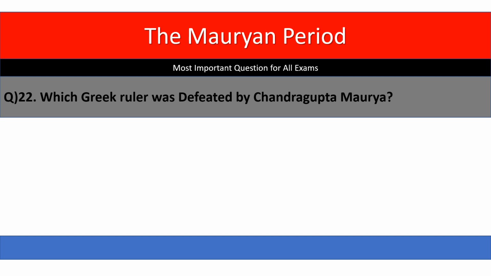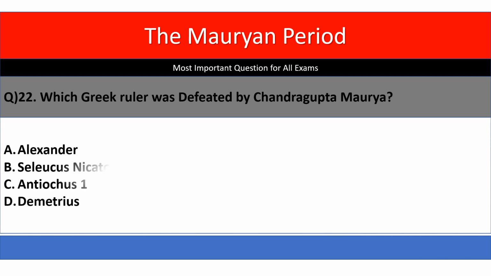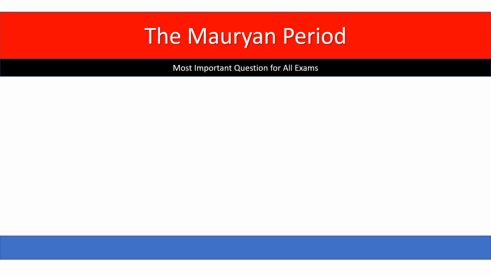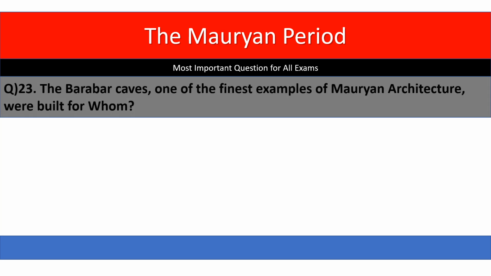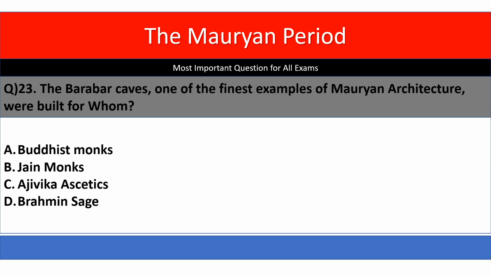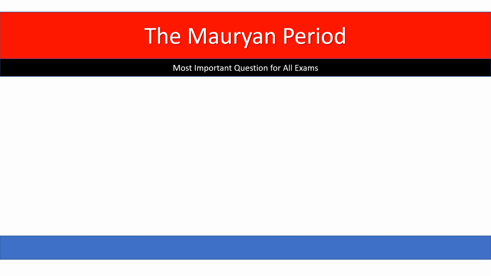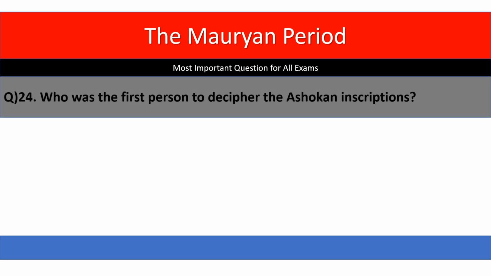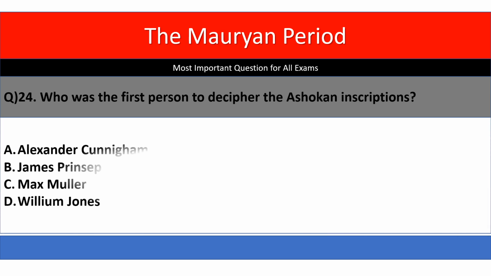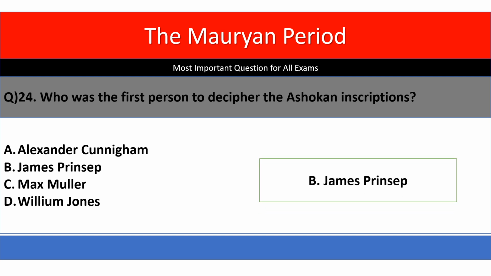Which Greek ruler was defeated by Chandragupta Maurya? B, Seleucus Nicator. The Barabar Caves, one of the finest examples of Mauryan architecture, were built for whom? C, Ajivika ascetics. Who was the first person to decipher the Ashokan inscriptions? E, James Prinsep.